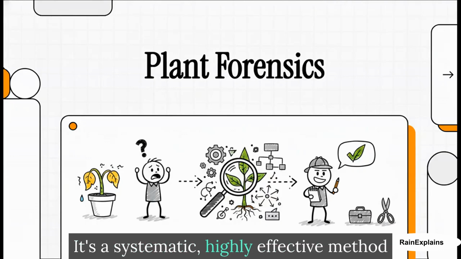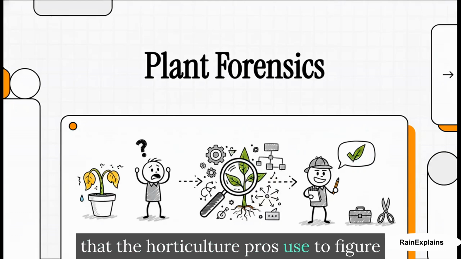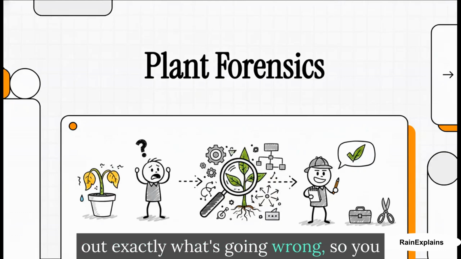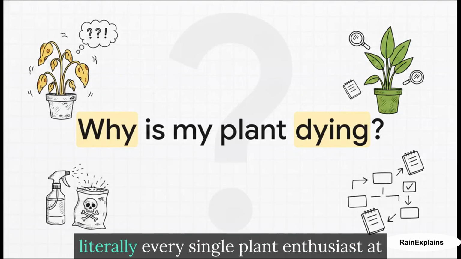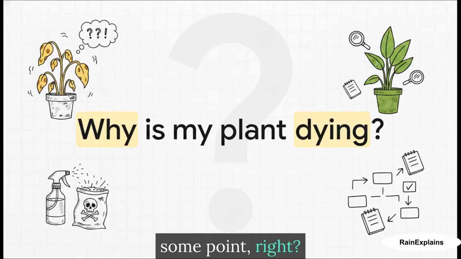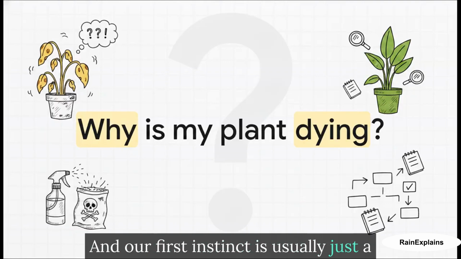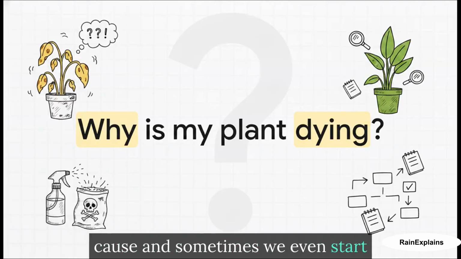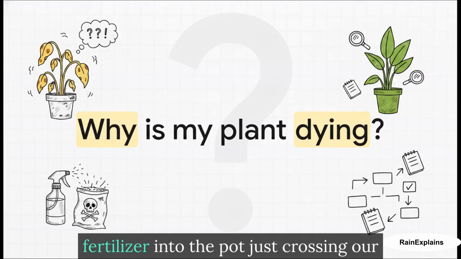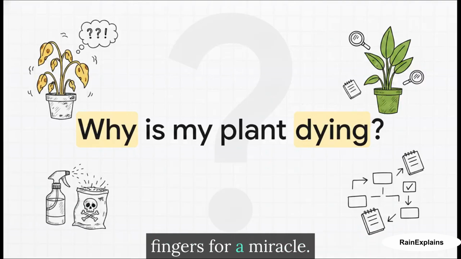It's a systematic, highly effective method that the horticulture pros use to figure out exactly what's going wrong so you can actually fix it. It's the universal question that plagues literally every single plant enthusiast at some point, right? Why is my plant dying? And our first instinct is usually just to panic. We assume the worst, we guess at the cause, and sometimes we even start blindly spraying chemicals or dumping fertilizer into the pot, just crossing our fingers for a miracle.